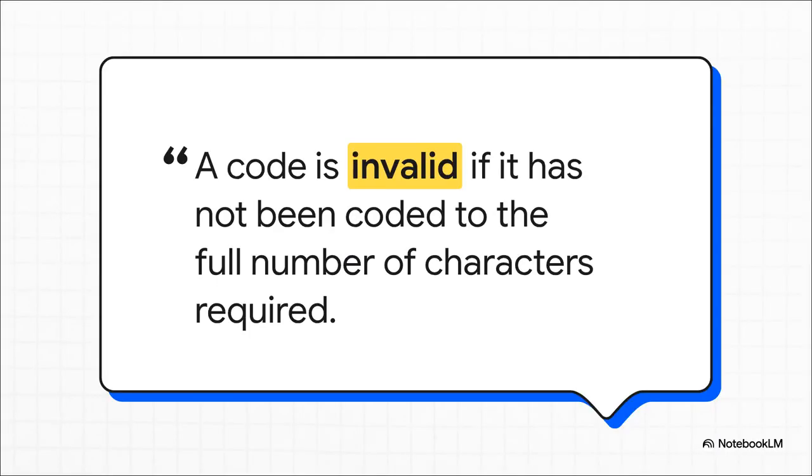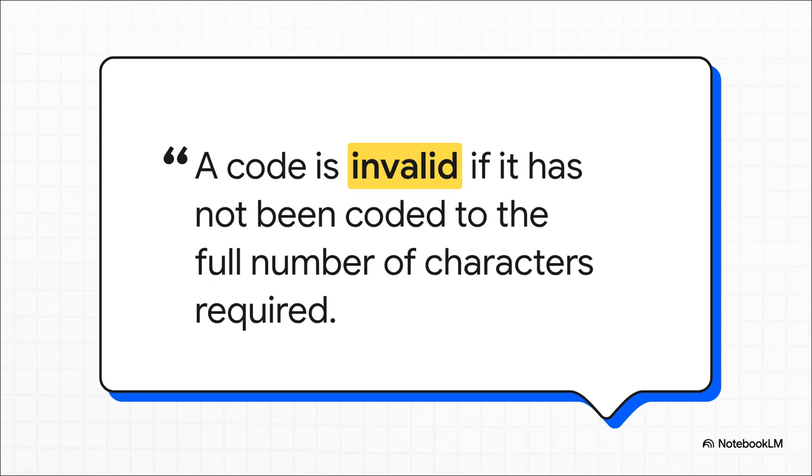The guidelines literally state, a code is invalid if it has not been coded to the full number of characters required for that code, including the 7th character if applicable. We're pulling this straight from the highest statutory authority, CMS, Section IB2. Notice that word invalid. It doesn't say suboptimal. It doesn't say kinda inaccurate. It says invalid. When it comes to code structure, this mandate strictly overrides everything else.